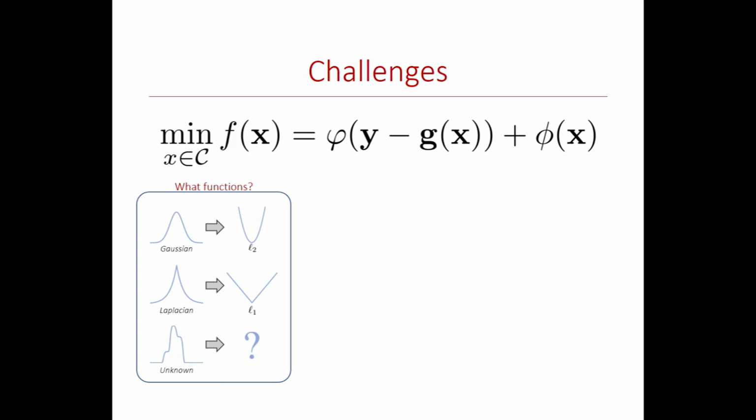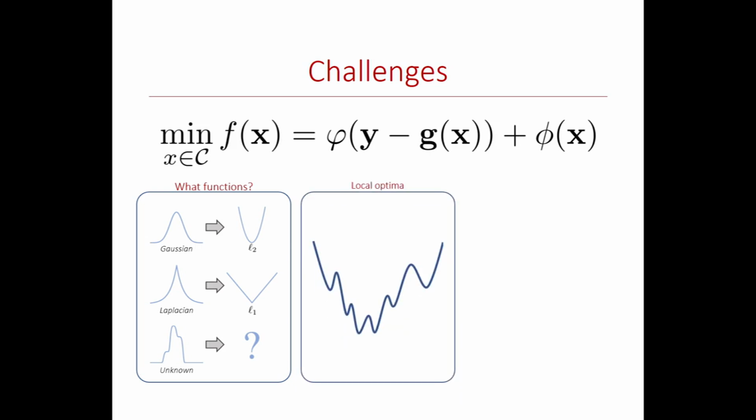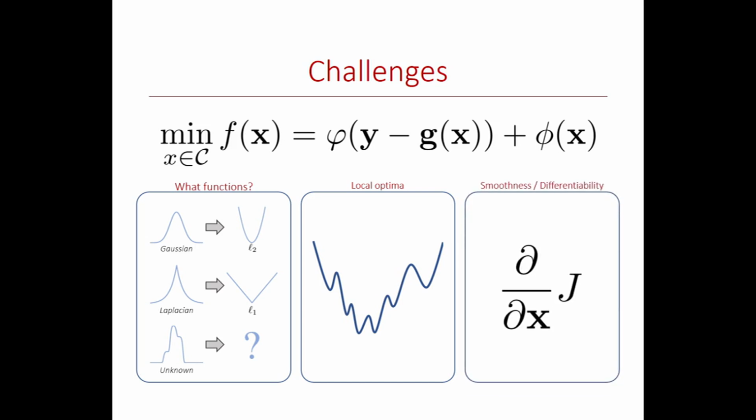Second, many interesting computer vision problems are nonlinear in nature, and they are prone to having local optima. This makes solving for a good optimum a challenging task. Third, many optimization algorithms rely on the smoothness or differentiability of the cost function. Without them, more sophisticated algorithms may be required to solve the problem.